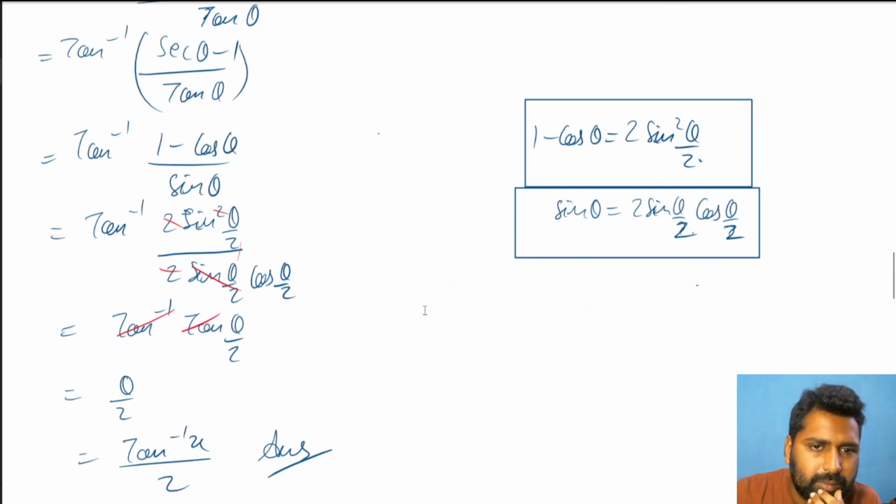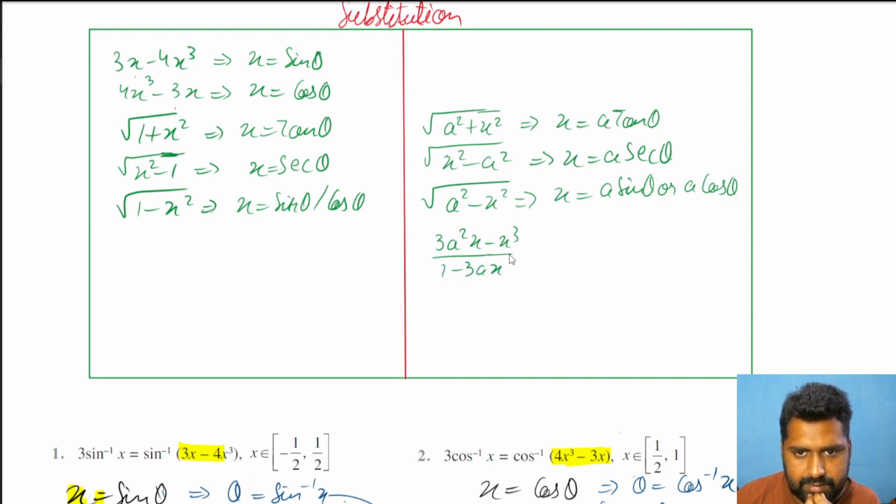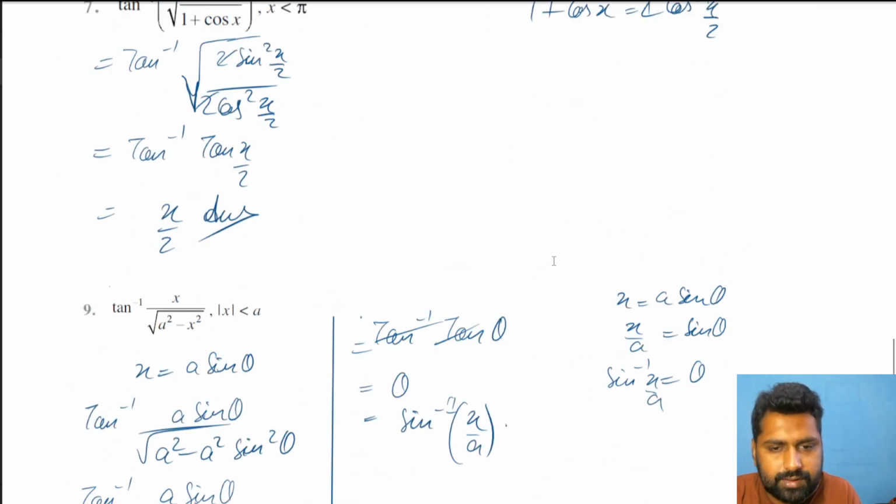I'll add this in the table, but don't worry about this too much. It's not a standard kind of substitution. 3a square x minus x cube upon 1 minus 3a x, where x is a tan theta. If you have done this question now, and you see this in the exam, you'll know that this was the weirdest identity of tan 3 theta. The expression itself is very weird. Learn the top 3 that I have discussed, or any upcoming concept that will do.